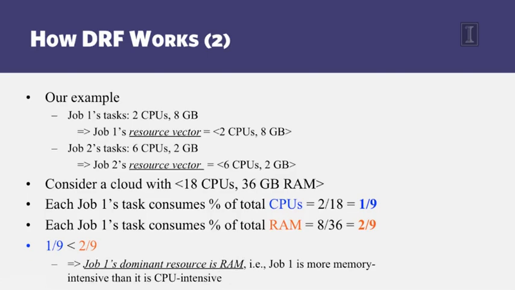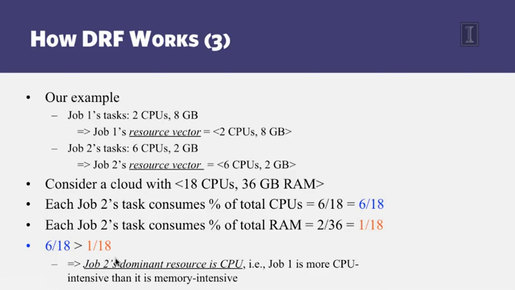So that's job 1. Let's do a similar calculation for job 2. Job 2's single task consumes a percentage of total CPUs, which is 6 CPUs divided by 18 total CPUs, that's 6 by 18. As far as RAM is concerned, each task consumes 2 gigabytes of RAM. The total RAM is 36 gigabytes, so that's 2 by 36, which is 1 by 18. Here, the blue value, 6 by 18, is larger than the orange value. And so 6 by 18 is greater than 1 by 18, which means that job 2's dominant resource is CPU.